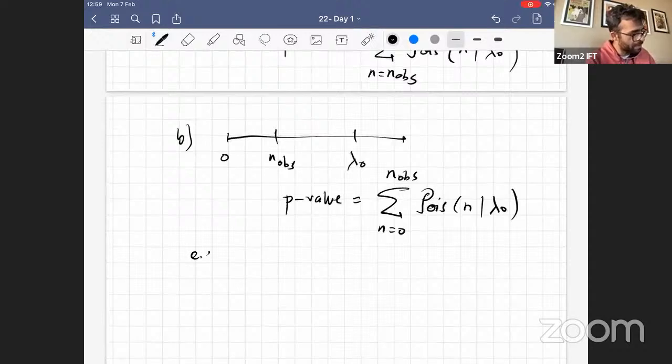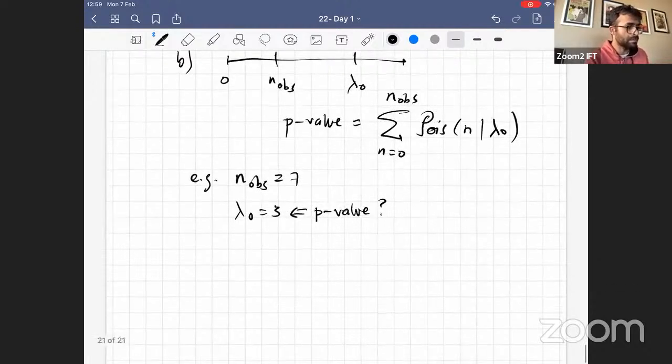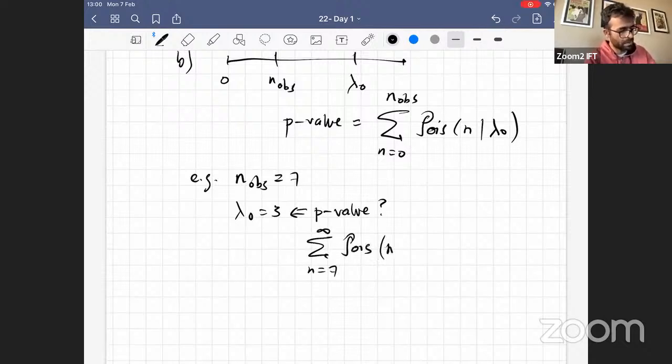A particular example: for example, I have observed 7 events. What is the p-value of lambda equals 3? Well, this is just the sum from n equals 7 to infinity of Poisson(n | 3). And this is roughly speaking 0.03 or so. Right?